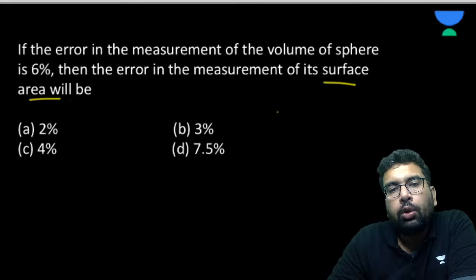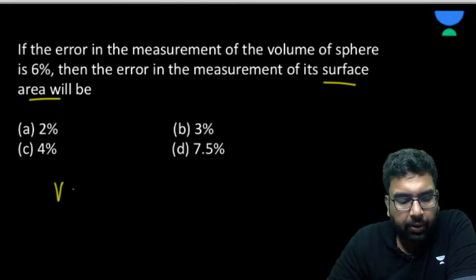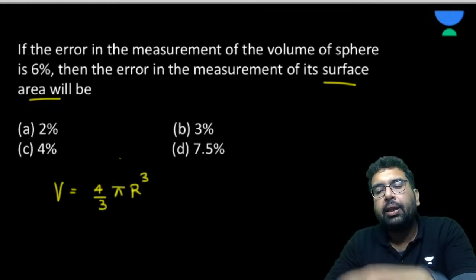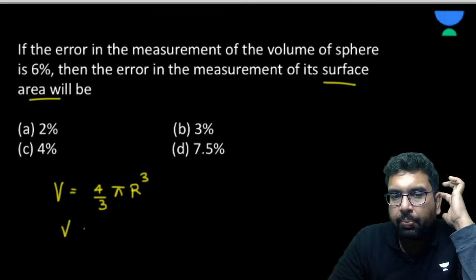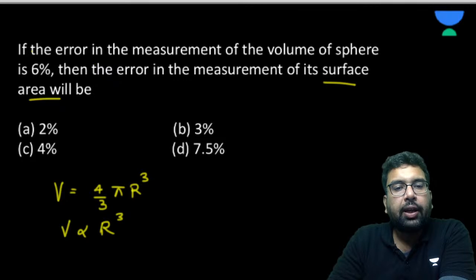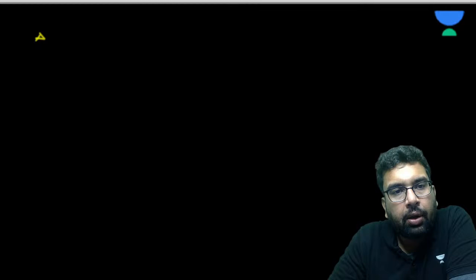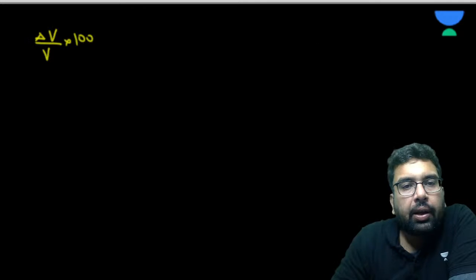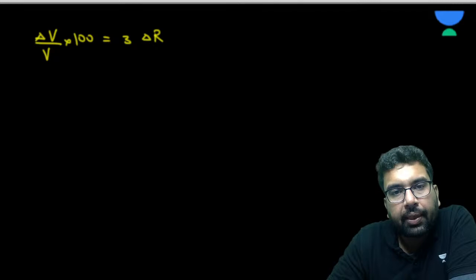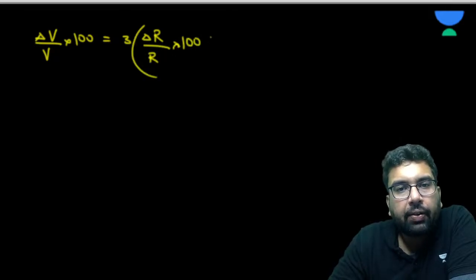Alright. So do we know that the volume of a sphere is equal to 4 by 3 pi r cube. So basically this volume is proportional to r cube. So can we write like this? Harsha, welcome to the session, beta. So delta V by V into 100 is equal to 3 times delta R by R into 100. So this is the percentage error in the radius, isn't it?